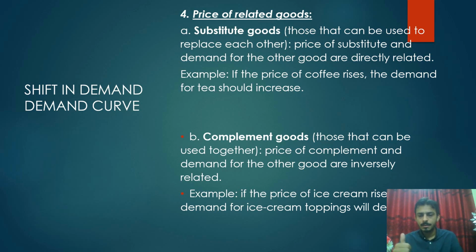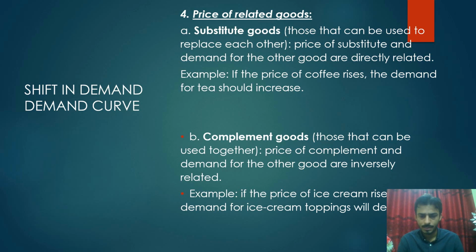Why? Because now the coffee has become costlier and the tea comparatively has become cheaper. So we'll simply move from coffee to tea. So the demand for tea would increase and demand for coffee would decrease, because now it has become costlier. Then we have complementary goods. Complementary goods are actually the goods which are essential for each other. For example, we have the vehicle and the petrol for that. So this is one of the examples of complementary goods.